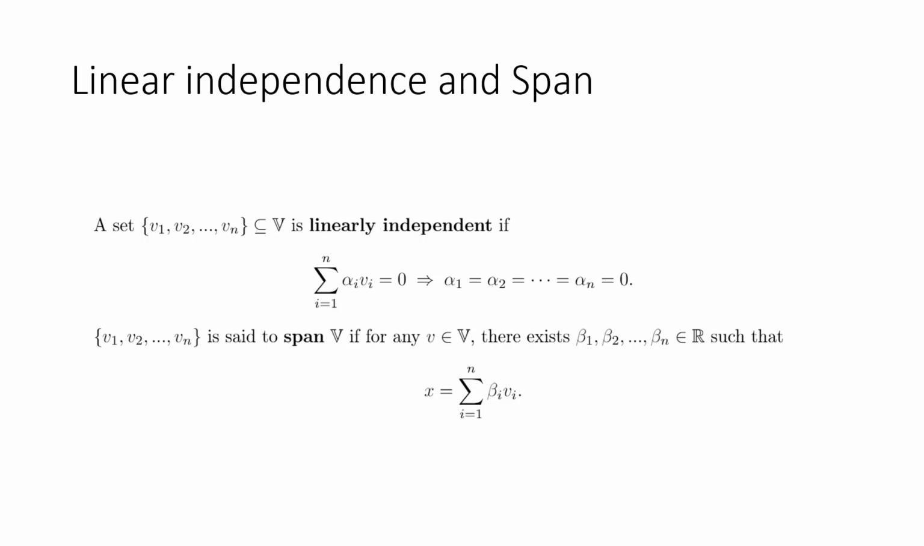A set of vectors is linearly independent if every linear combination that sums up to 0 of these vectors means that the coefficients of this linear combination are 0. The span of a set of vectors is all vectors that could be achieved from a linear combination of the vectors in the set.